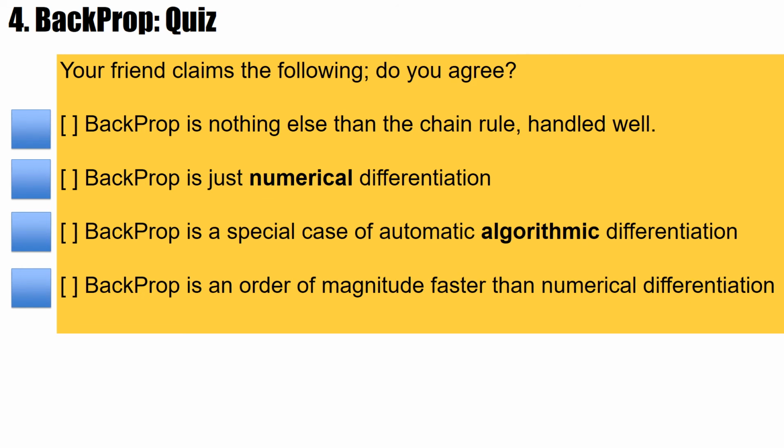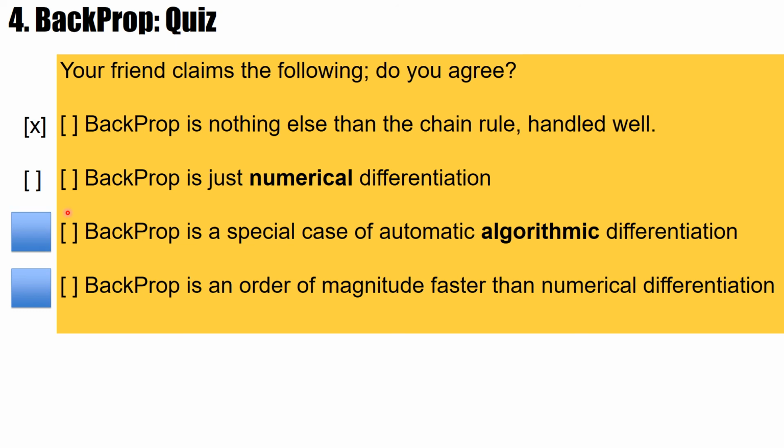So let's continue with a slide, with a small quiz. Your friend claims the following. Do you agree? First claim. Backprop is nothing else than the chain rule. Handled well. Is this correct? Raise your hand now. Yes, this is correct. Second claim. Well, backprop is just numerical differentiation. Is this correct? Raise your hand now. No, this is not correct. Third claim.